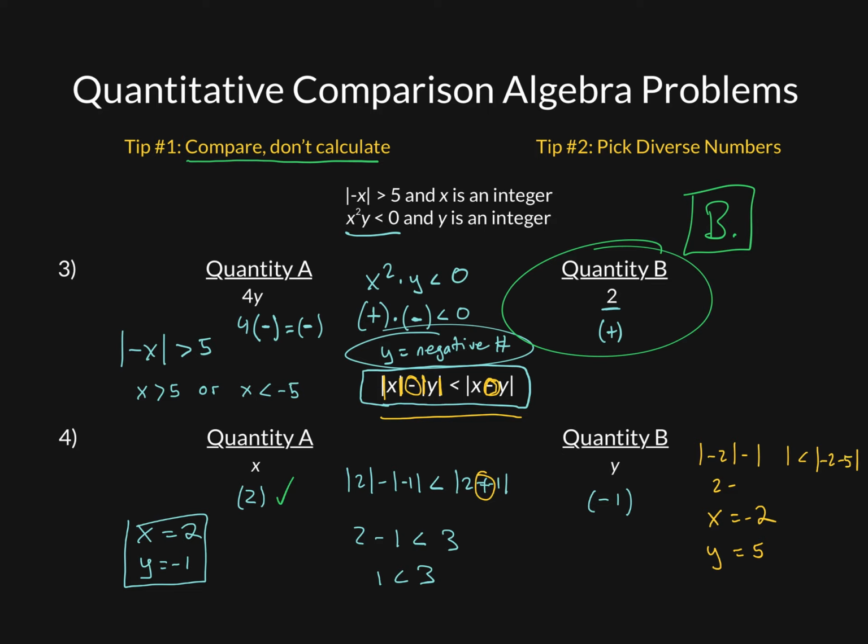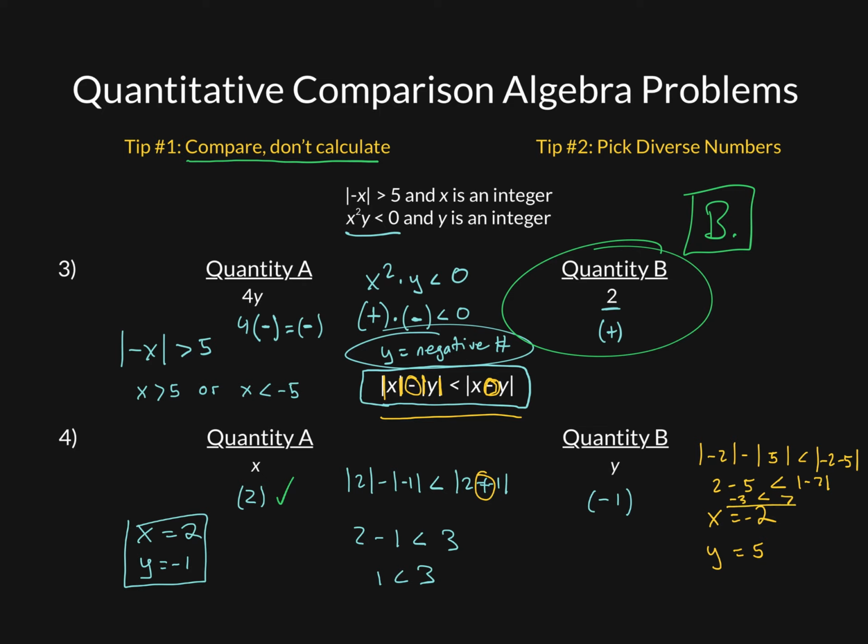Then we have negative 2 minus 5. So the absolute value of negative 2 is still 2, minus, we said y was 5, so the absolute value of 5 is still 5. So 2 minus 5 is going to be negative 3. Then is negative 3 going to be less than the absolute value of negative 2 minus 5? So it's the absolute value of negative 7. So in that case, actually, 7 is going to be greater than negative 3.